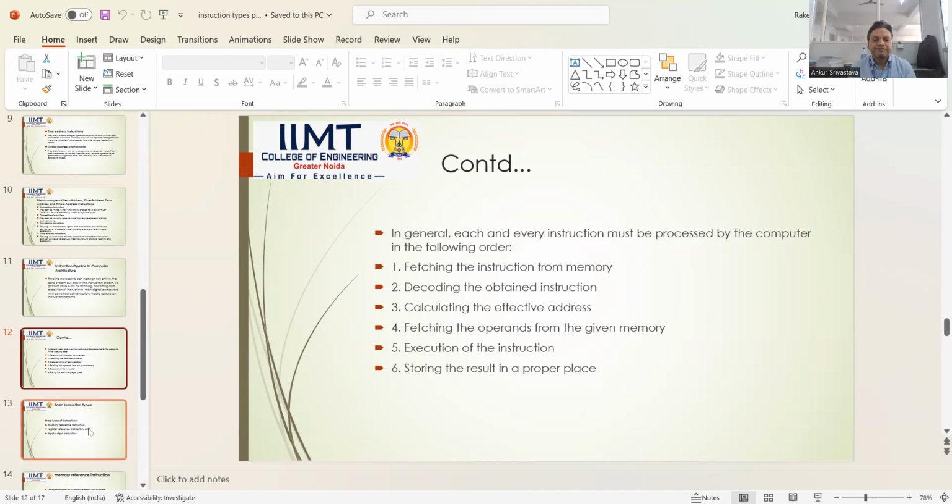Now, the fifth one is the execution of the instruction. If the execution is done completely, then the interrupt is also taken over there, and if the instruction is not completed, again the interrupt is there. Now the last part is storing the result in a proper place. So storing means we are copying the result from that memory part to the executing part.